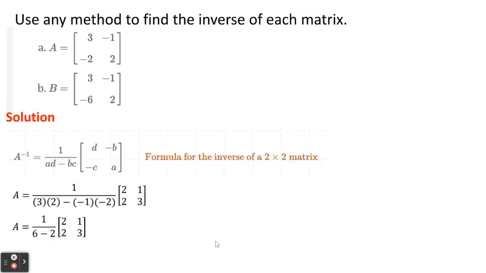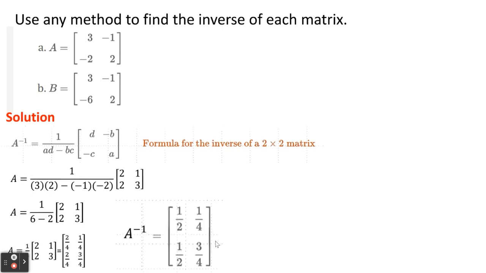If we simplify, we get 3 times 2 is 6, minus -1 times -2, which is +2. 6 minus 2 is a 4. So we end up with 1/4 times the matrix 2, 1, 2, 3. We're going to multiply the 1/4 into the matrix. So 2 times 1/4 is 2/4. 1 times a fourth is a fourth. 2 times a fourth is 2/4. And 3 times a fourth is 3/4. Reduce your fractions, so 2/4 is the same as a half. And then we have the 1/4, the half, and the 3/4. So that would be our inverse.